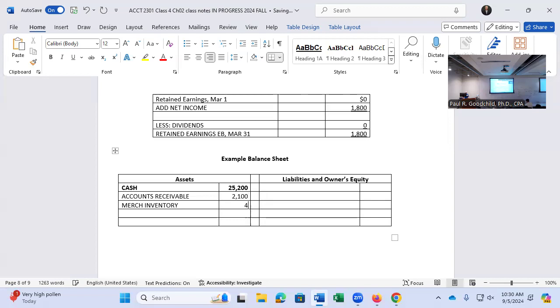And our merchandise inventory comes from here. We had a debit of 10,000. We took out 5,500 because we knew our ending balance was 4,500.